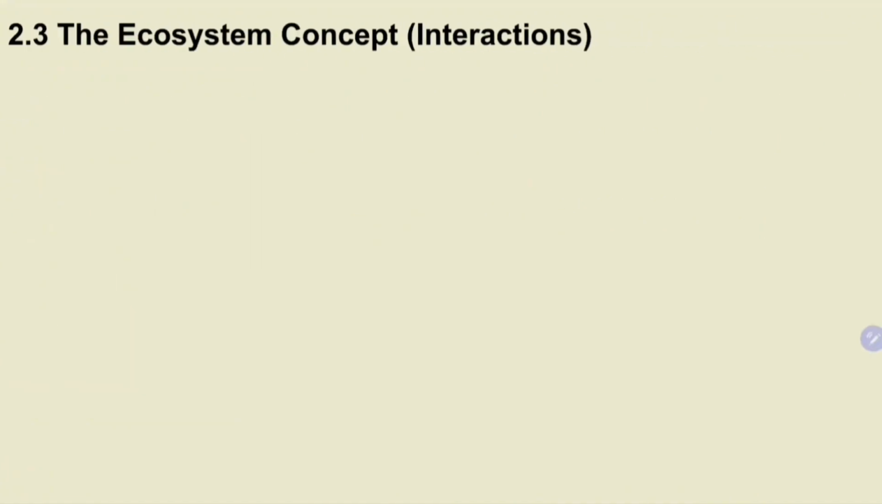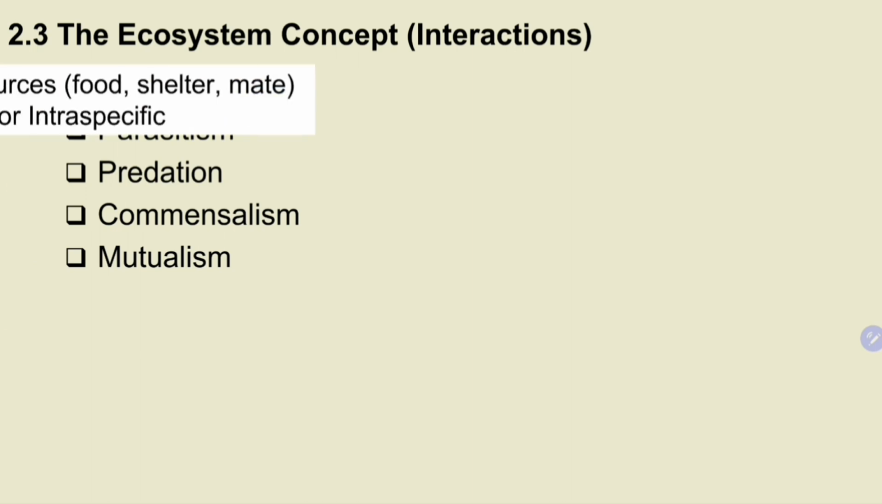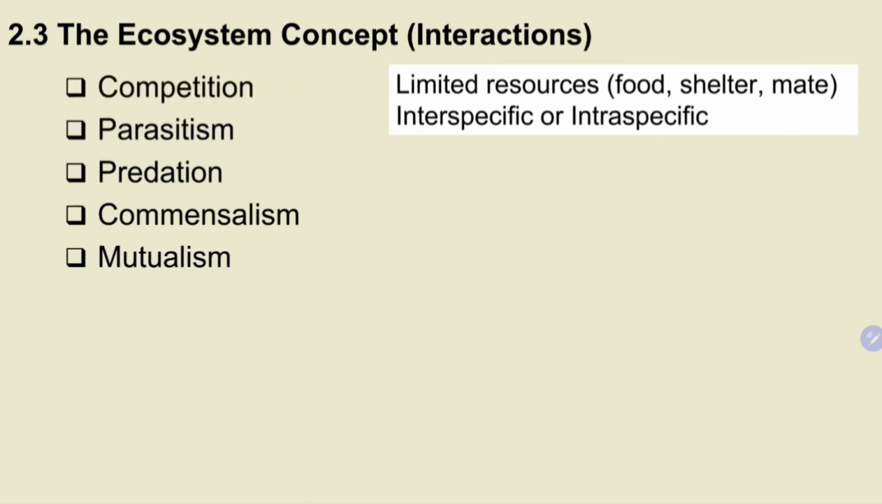Next, we look into the interaction. There are a few types of interaction. First is competition, and then parasitism, or predation, commensalism, and finally mutualism. Okay, competition. Kenapa wujudnya competition is because of limited resources. Resources can be in terms of food, shelter, or mate. There are 2 types of competition.